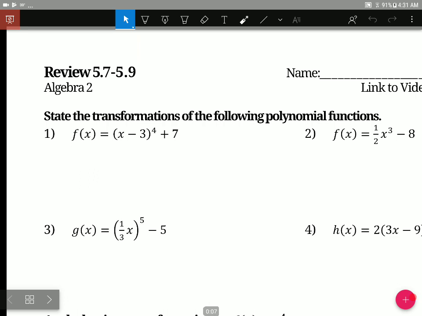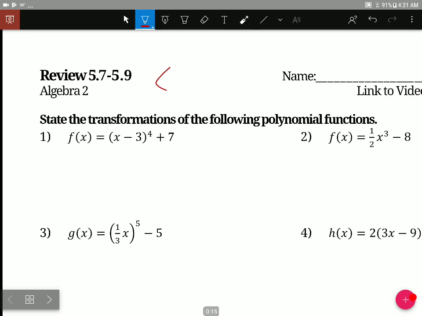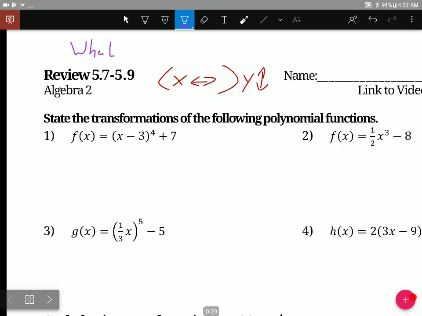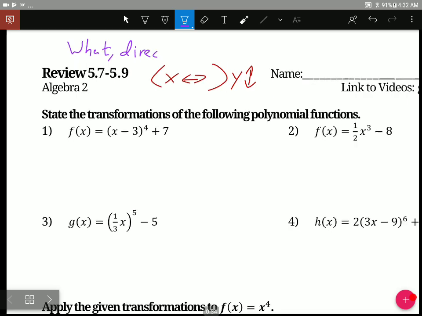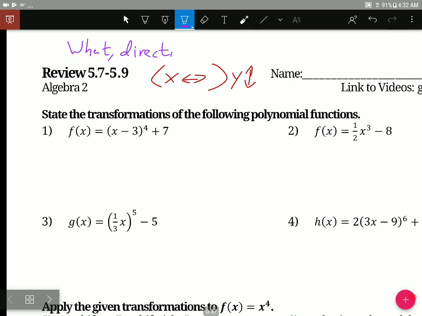We're going to start with stating the transformations of the following polynomial functions. Remember transformations: everything inside the parentheses deals with x values, it goes left and right. Everything outside the parentheses has y values, it goes up and down, and we have to state three things. We have to state what it is, the direction, and the distance. So basically what it is, which way is it going, and how far is it going.